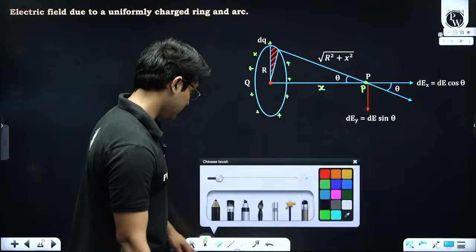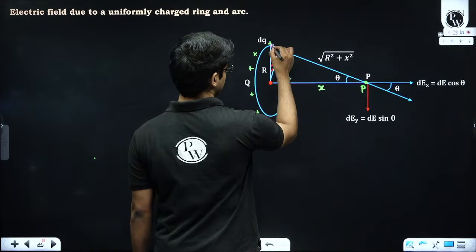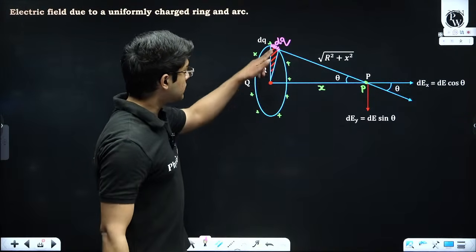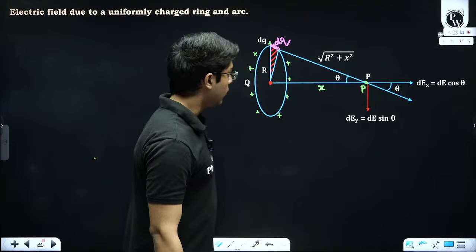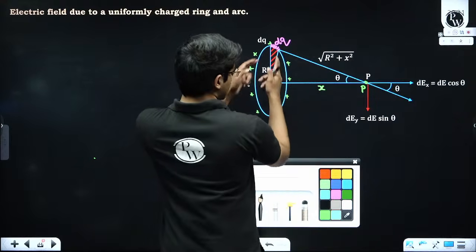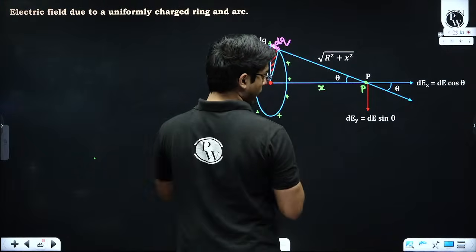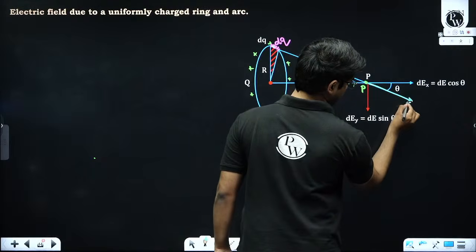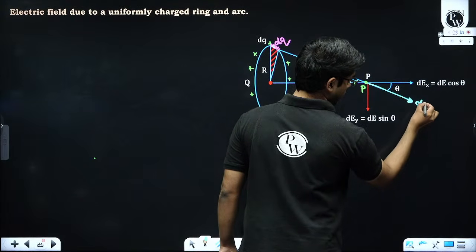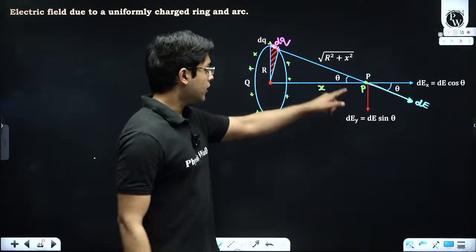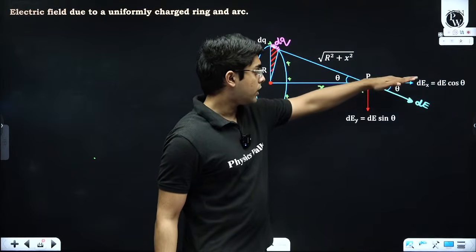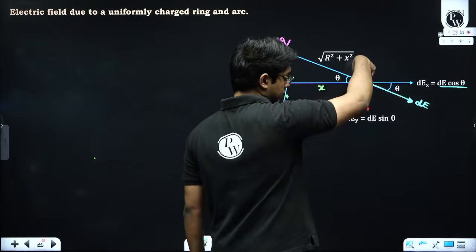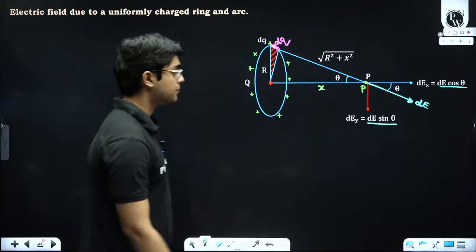So for this, we once again choose a small tiny element on the circumference. I am calling it dq, and due to this dq I will write the field at this point P. That is easy. Due to a point charge, first connect a line to the point and the field will be along that line. So this will be the electric field dE. Now if I call this angle theta, the component along the axis will be dE cos theta, and in this direction it will be dE sin theta.